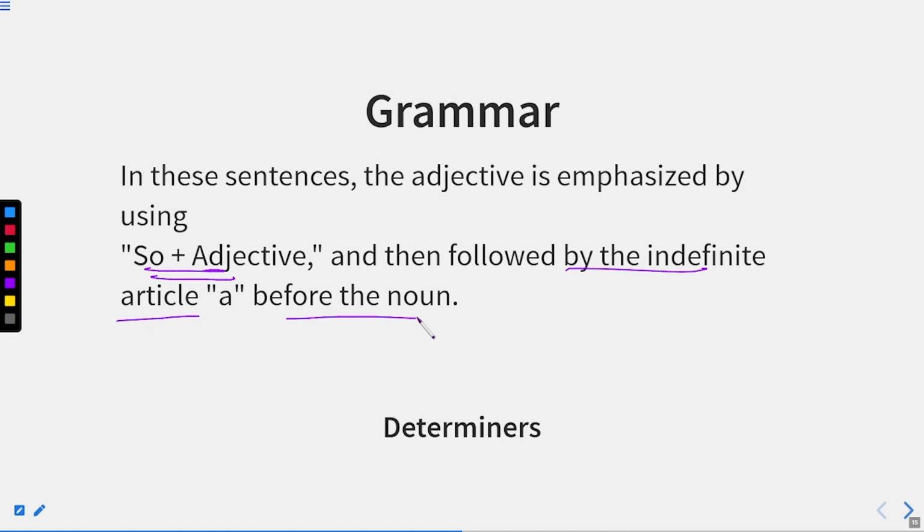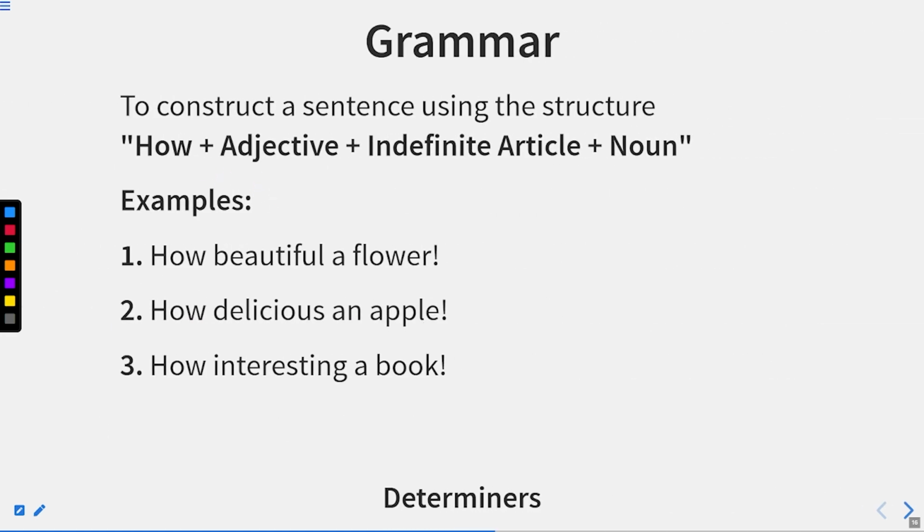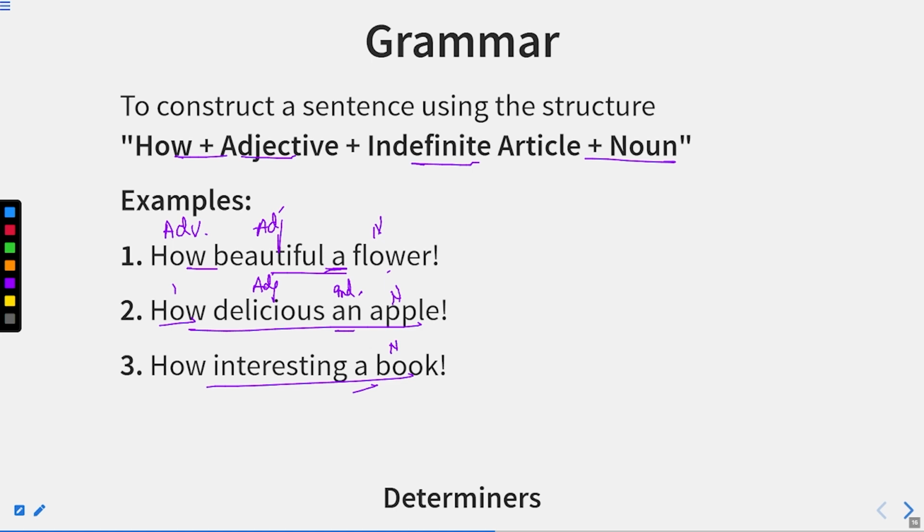Now let us move to the next one. The next structure is how plus adjective plus indefinite article plus noun. How beautiful a flower. Flower is a noun, beautiful is an adjective, how is an adverb, and we are using a in between the adjective and the noun. How delicious an apple. How interesting a book. Book is a noun, apple is a noun, a and an are indefinite articles, delicious is an adjective, and how is an adverb.